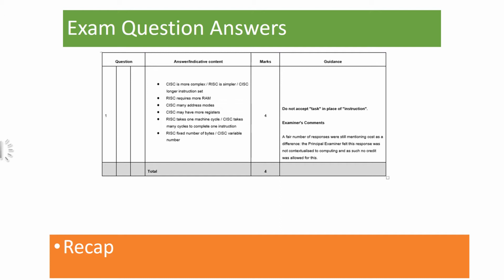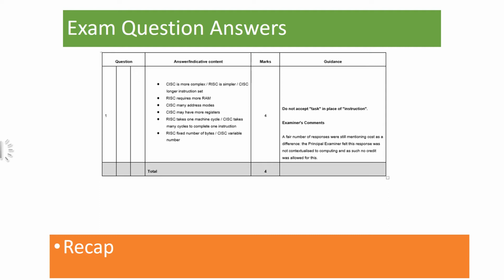So RISC and CISC are 2 types of processor architecture. Describe the differences between the 2. This is a 4-mark question. So remember, if you look at the marking guidance, it says you must not be using task, you must be using instructions. Our technical language is really important, remember, at A level.